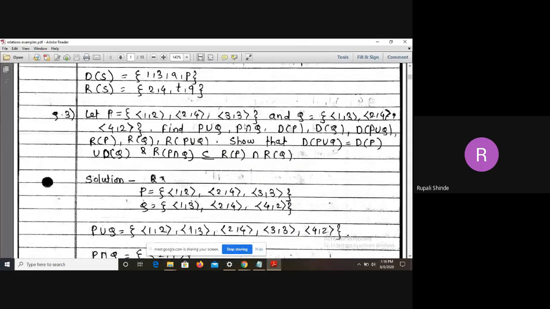Now next one is P intersection Q. Now tell me, what would be the answer for P intersection Q? Intersection means ordered pair (2, 4). Yeah, ordered pair (2, 4). The ordered pair which is common between both the relations P and Q, that will be P intersection Q. Correct.